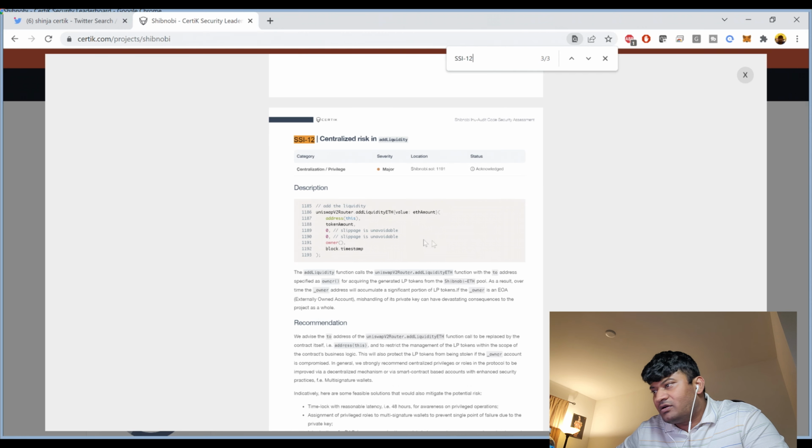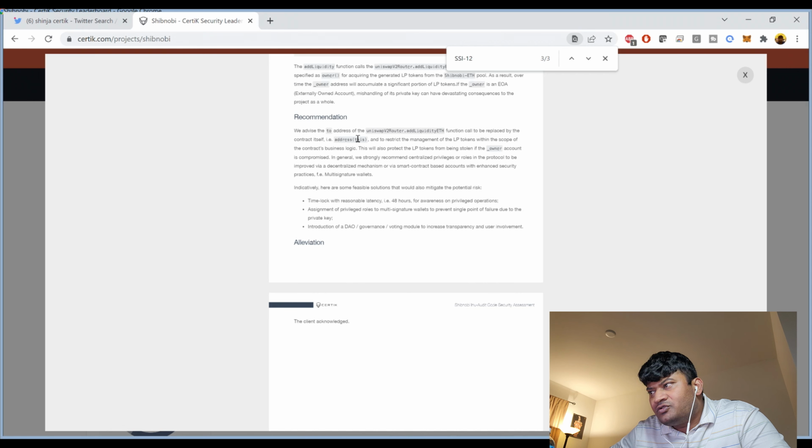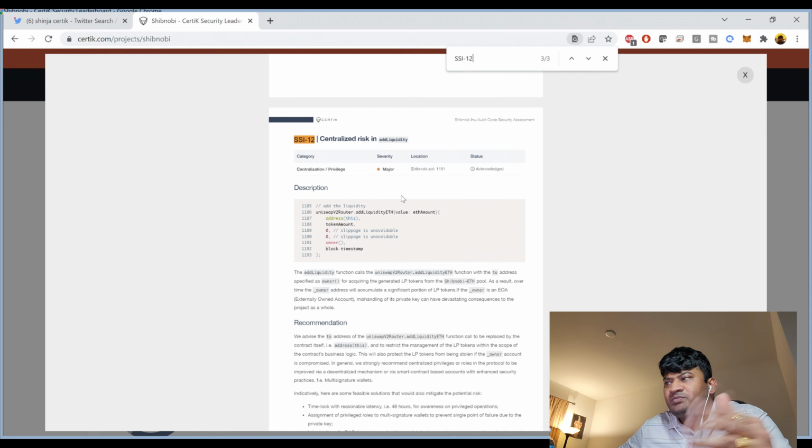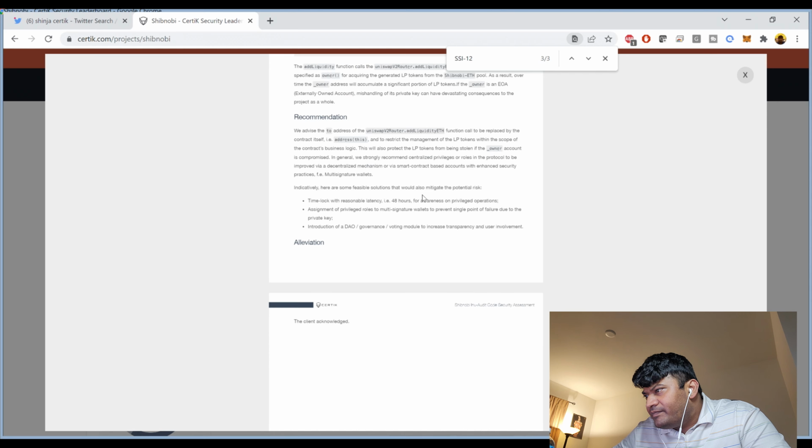SSI risk, right? So the recommendation says we advise the to address of the Uniswap add liquidity ETH function call to be replaced by the contract itself. So instead of the owner, I guess they want to use address this, so it goes to the existing liquidity and restricts the management of LP tokens within the scope of the contract's business logic. And the reason they bring this up is I believe they talk about how with this privilege they can give us reflections and raise them to 5% and do stuff like that. But I may be wrong.